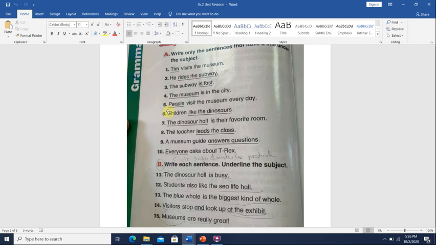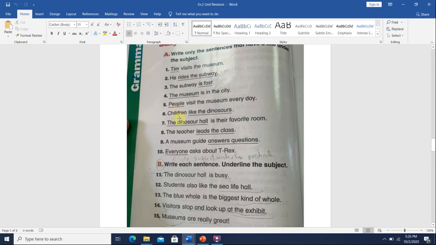People visit the museum every day. Yes, the sentence is about the people that visit the museum. Yes, right, number 5. So number 4 and 5, we will write them because they underline the subject. Again, what is the subject? The subject is who the sentence is about, or what the sentence is about.